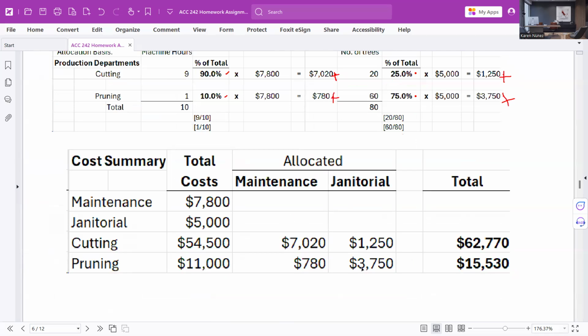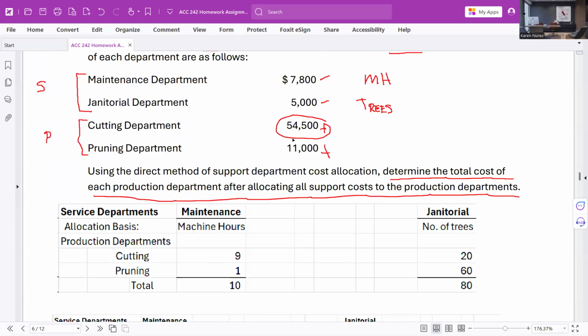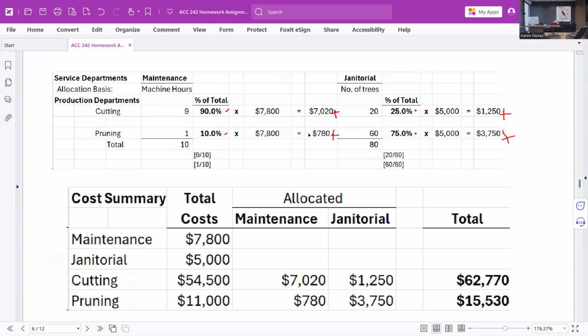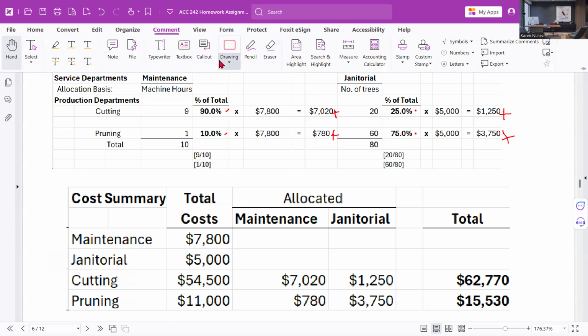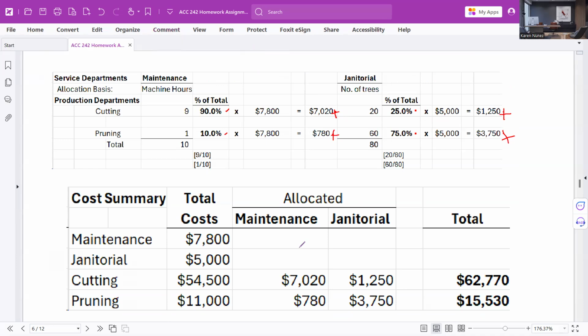All it does is add the costs. I'm saying the cutting department has a cost of 54,500 already, and then I'm just adding in the 7,020 and the 1,250. So the department has a total cost of 72,770. That's all I'm doing here, adding in all the costs: the cost that the department incurs, plus the cost that we allocate from maintenance right there, plus the cost that we allocate from janitorial, that 1,250.